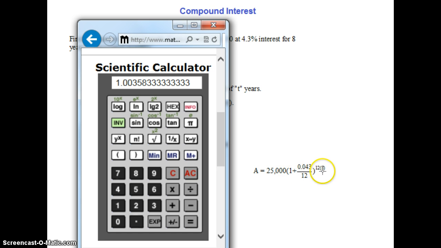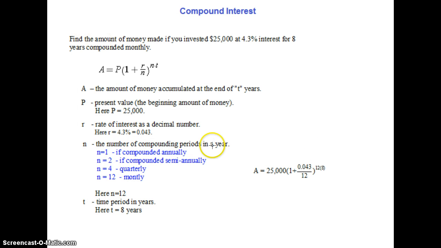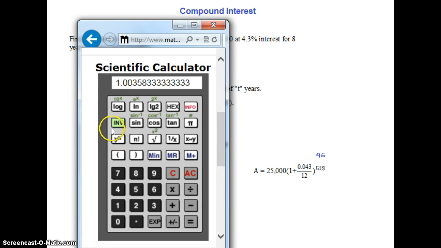This is the base of the exponent, and the power is 12 times 8, or 96. This key, y to the power of x, raises any real number to the power of x. You must enter the base first, then I click on this key, and now I have to type the exponent, 96. And I click on the equal sign to get the result.